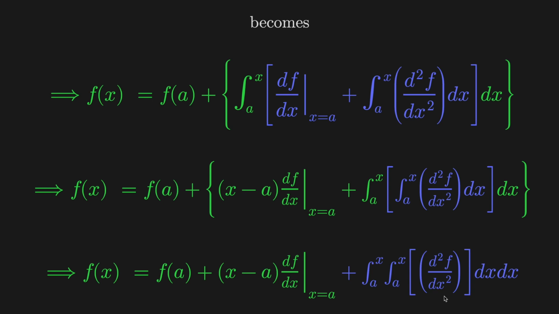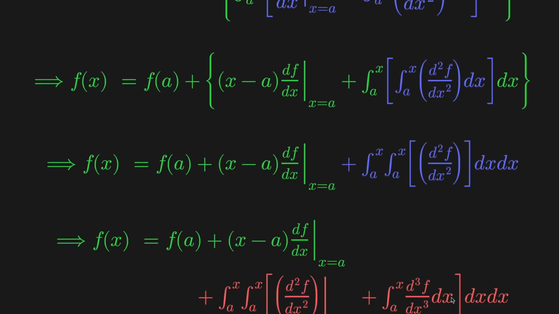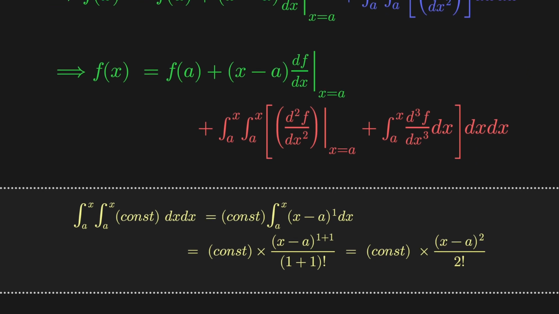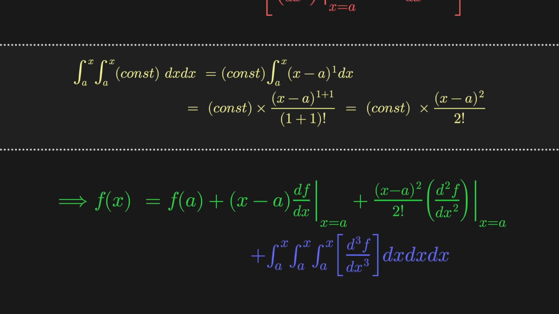The second term inside the double integral can be expanded using our equation 1 as the sum of the second derivative at a plus the integral of the third derivative of f. As the first term is a constant inside the double integral, the constant would come out and the first integral gives x minus a, which when integrated again gives (x minus a) squared divided by 2 factorial. So we get the following equation, where our new offspring is a term with a second degree polynomial multiplied with the second derivative of f at a.